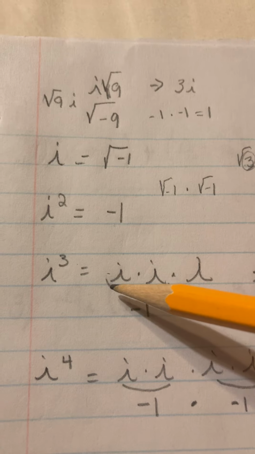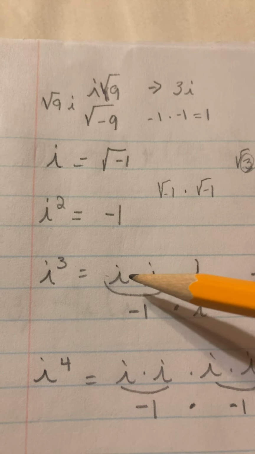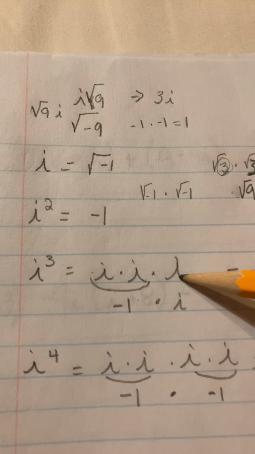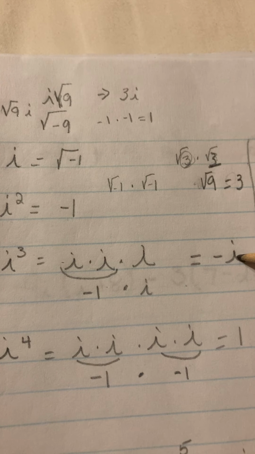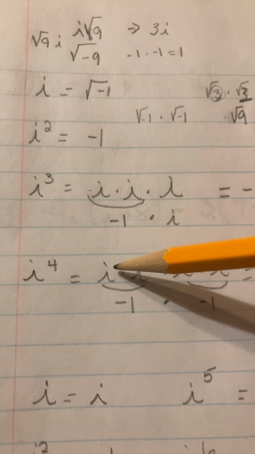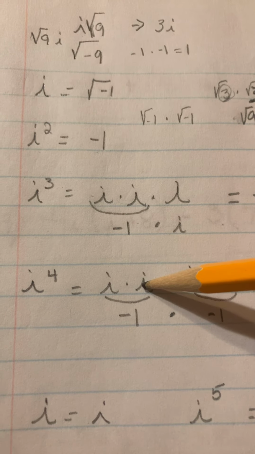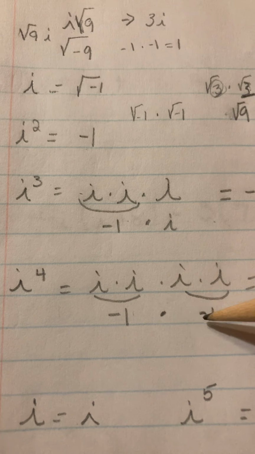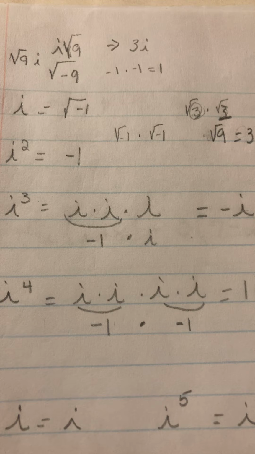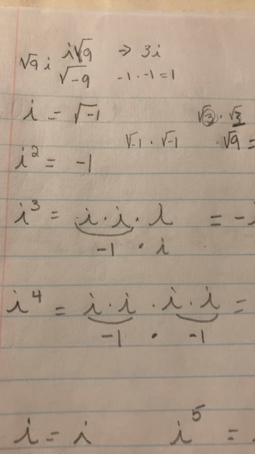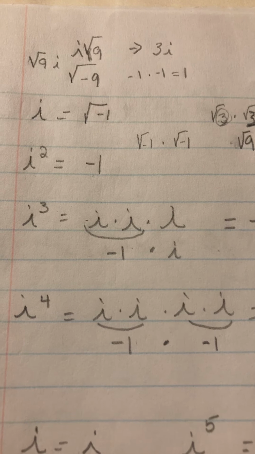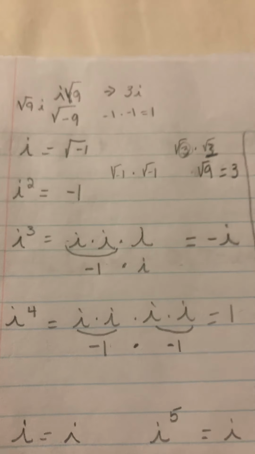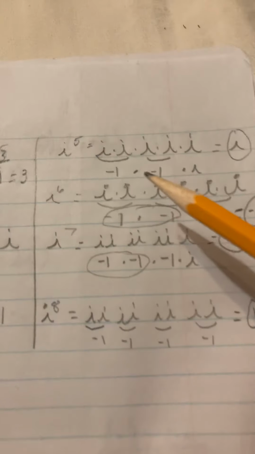So that's why we have i to the third. There's a pair, and then there's one left out at the end, so it's going to be -i. Then for i to the fourth, there's a pair, which is -1, and another pair, which is -1. -1 times -1 is +1. I'm going to put a chart on Canvas so you can study those. If you just practice with it and think it out, you're going to be fine.